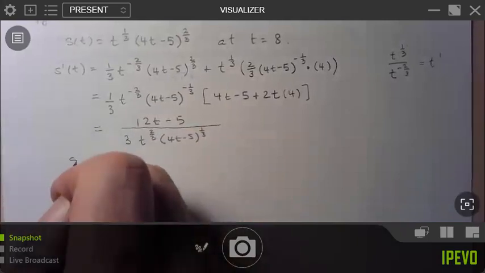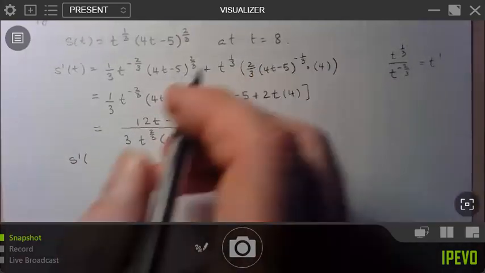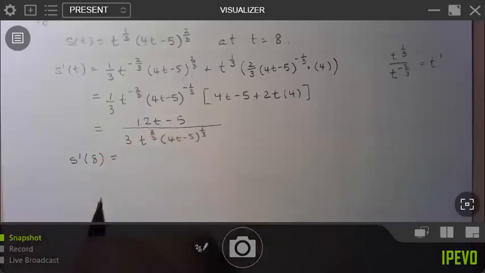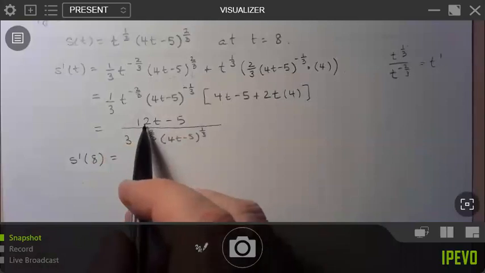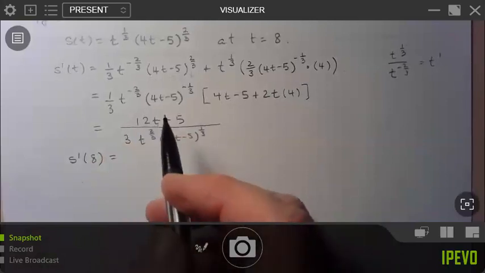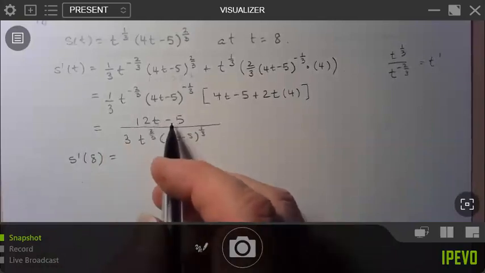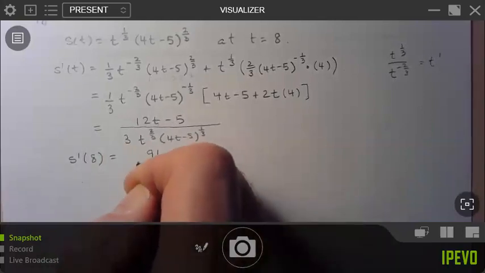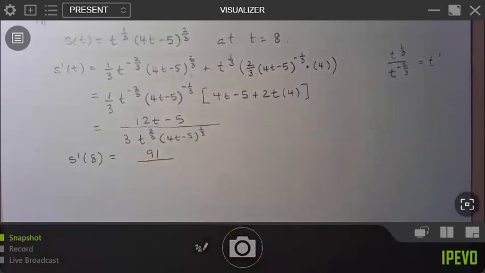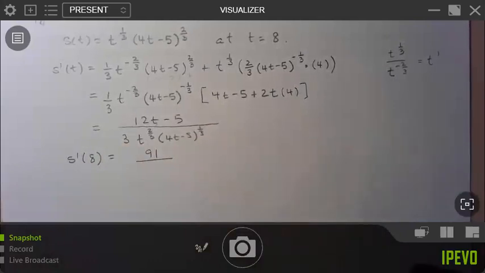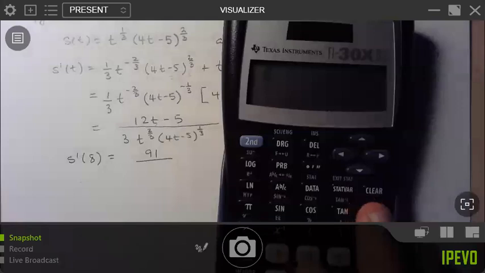So S prime at, what was it, 8 is just going to be, and again, I hope everybody was checking my algebra here. So what do we have? We have 12 times 8 is 96 minus 5 is 91. Is that correct? I want to make sure I didn't make a mistake here. I'm almost certain that's correct, but not taking any chances. So 12 times 8 minus 5.